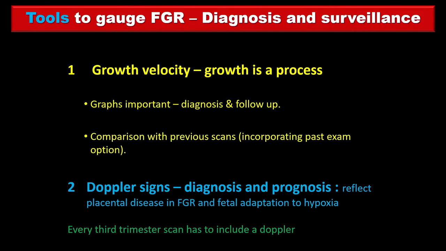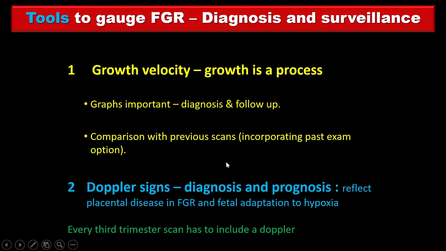So, what are the tools to gauge FGR, to diagnose and to do surveillance in cases of FGR? We have growth velocity curves because growth is a process. So, we want to plot the growth on a curve, and the graphs are important for diagnosis as well as follow-up. So if the patient comes to us with scans from different centers, we need to incorporate those values in our machine and plot them on the graph.